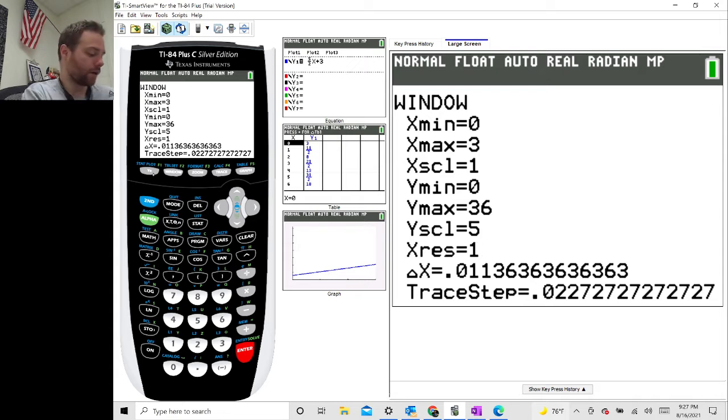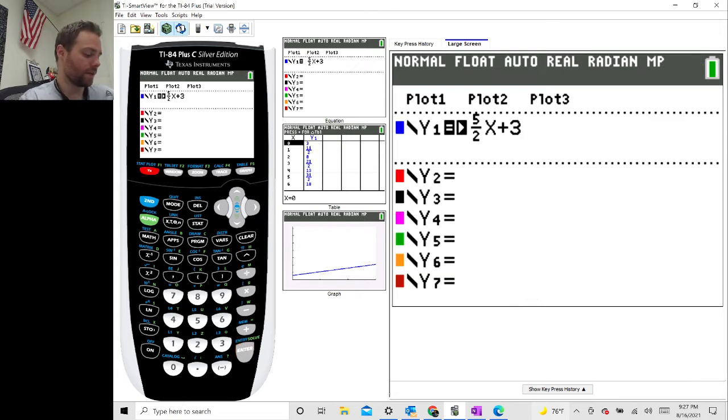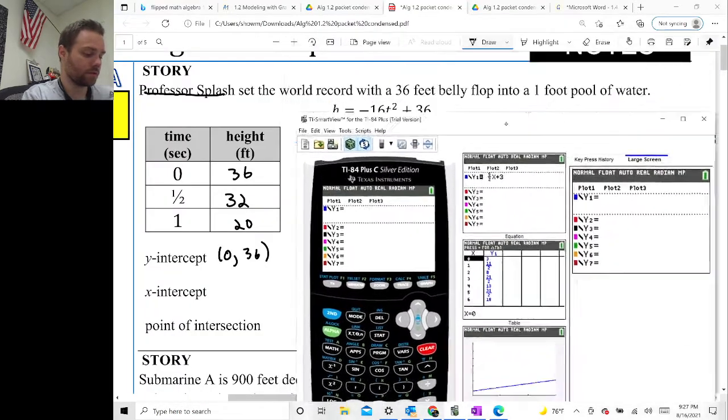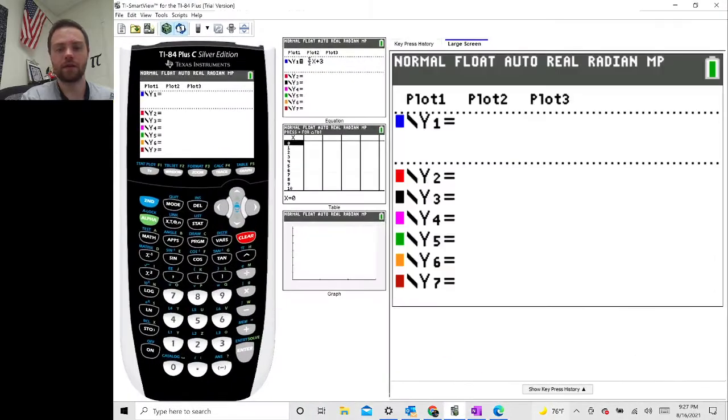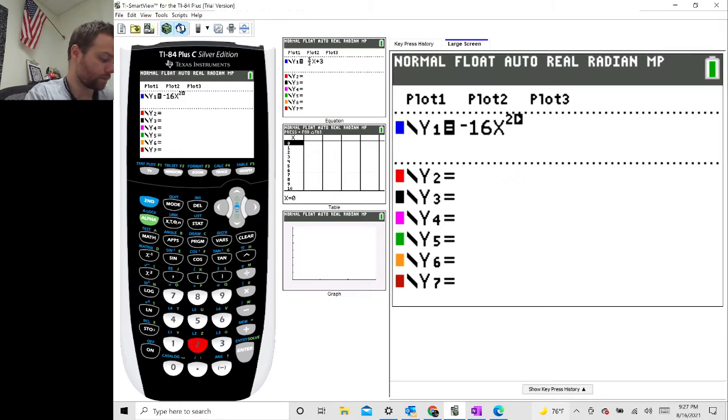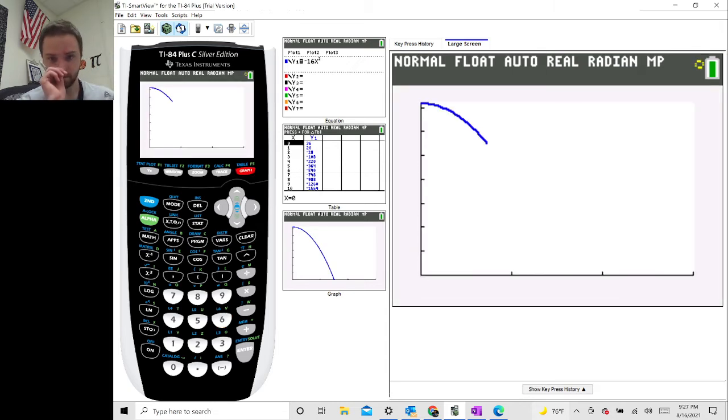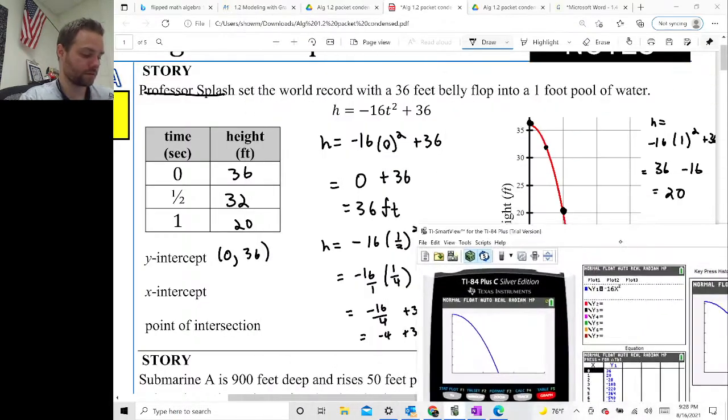And then we're going to go into y equals, and we're going to type in exactly the same function, but instead of a t, we're going to use x, because the calculator by default understands X and Y. I'm sure there's a way to change it. Just kind of going for the nitty gritty. So negative 16x squared plus 36. That's how you type that in. And if I go to my graph, it's the exact same graph that I got over there.